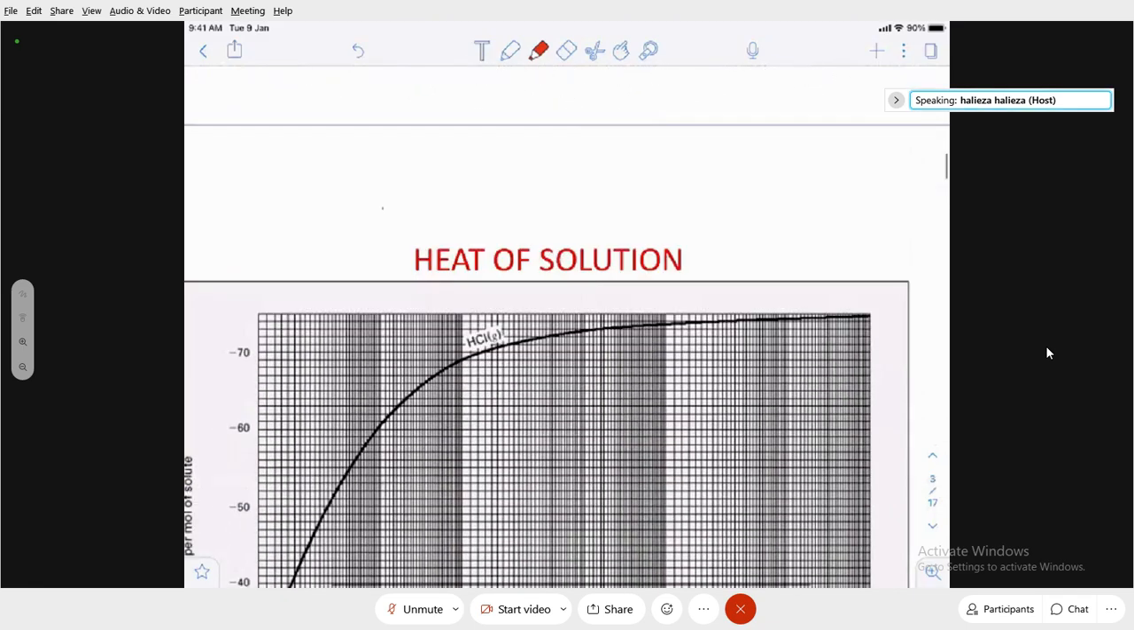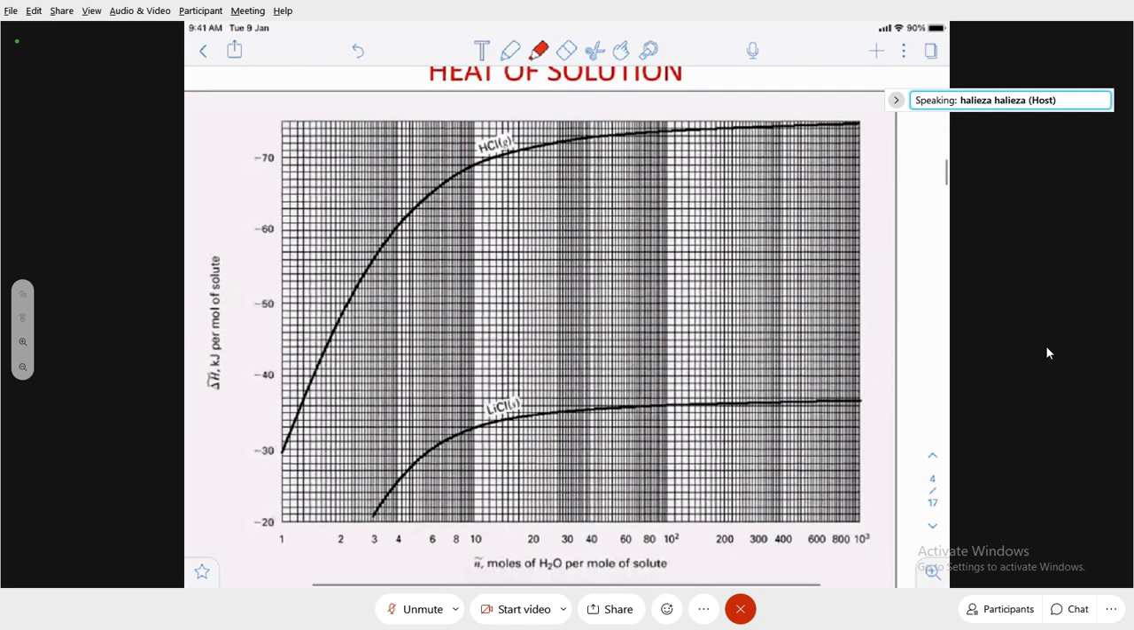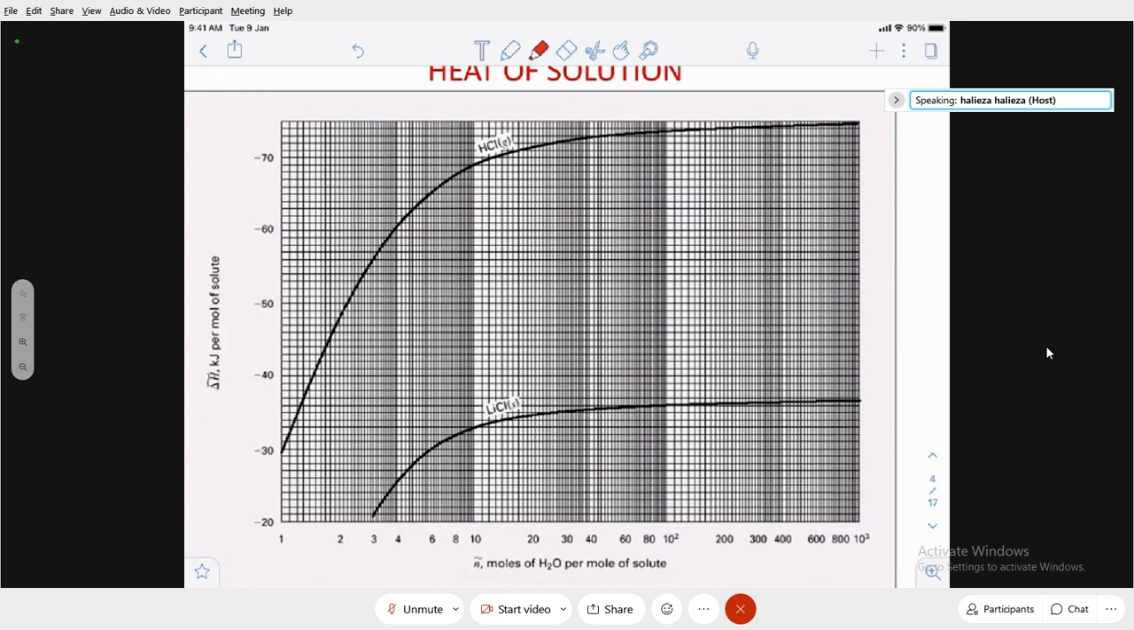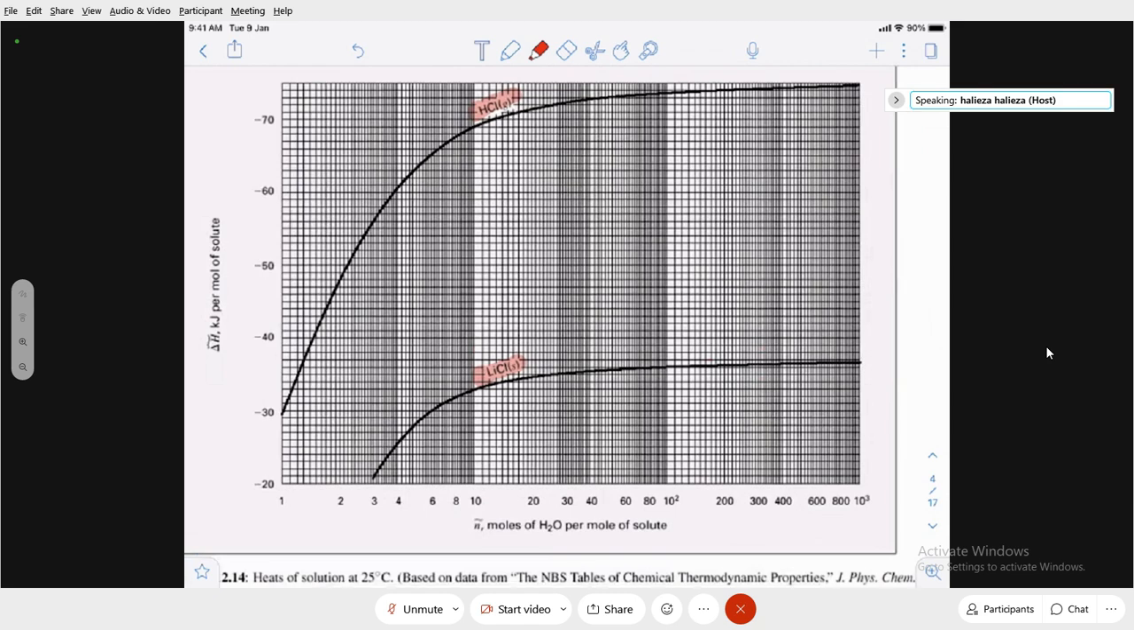Another form of data that you can use is from this graph. Unfortunately, there are only 2 of them. This is for lithium chloride, if I'm not mistaken, and this is hydrogen chloride gas. Depending on the mole of water, this is actually R, and this is your enthalpy of mixing.